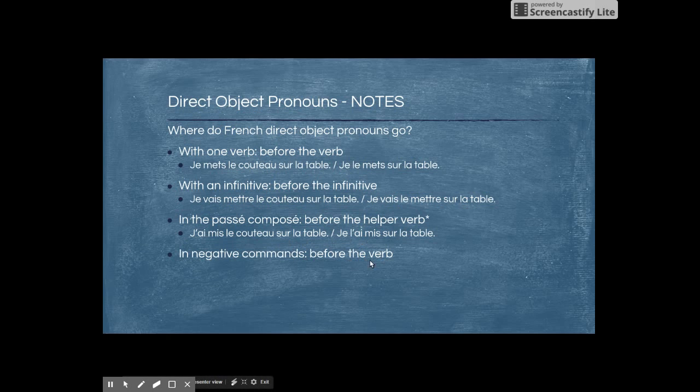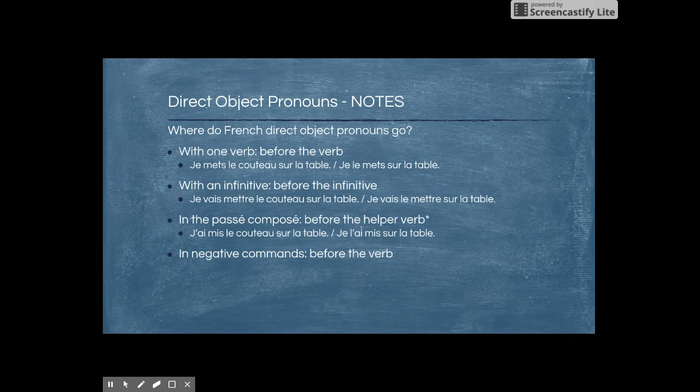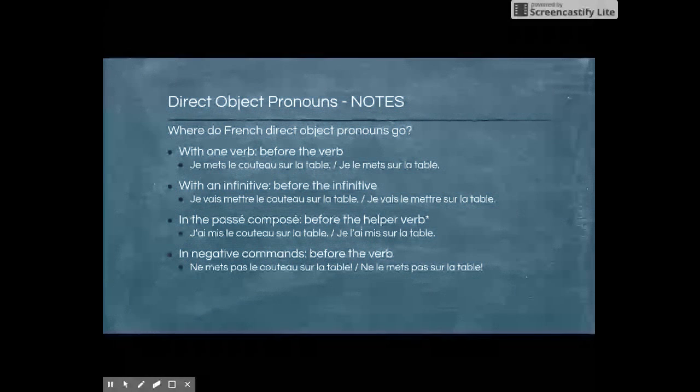In negative commands, it goes before the verb, so just like it would regularly, all you're going to do is drop the subject pronoun to make it a command. So, ne mets pas le couteau sur la table. Don't put the knife on the table. Ne le mets pas sur la table. Don't put it on the table. And it's going to go before your verb here. So you can kind of see a pattern, right? Before the verb, before the infinitive, before the helper verb, before the verb. So in French, the rule is that direct object pronouns go before the verb they're connected to.